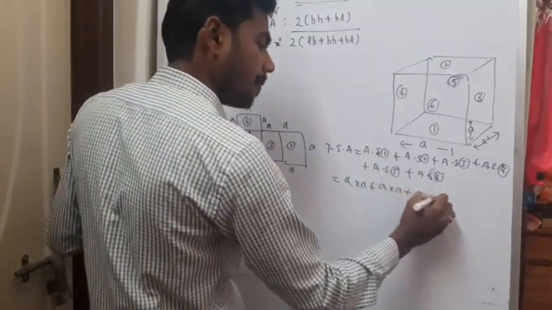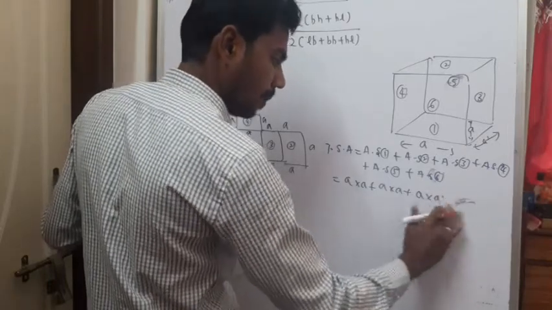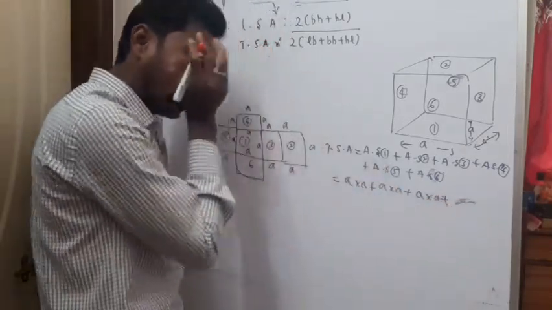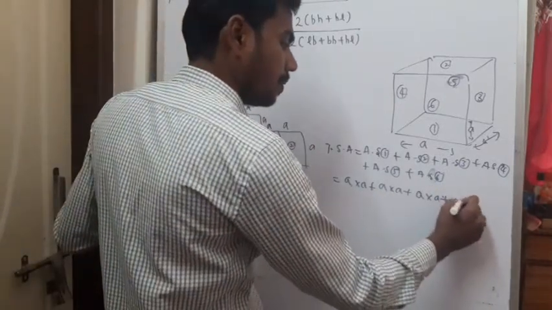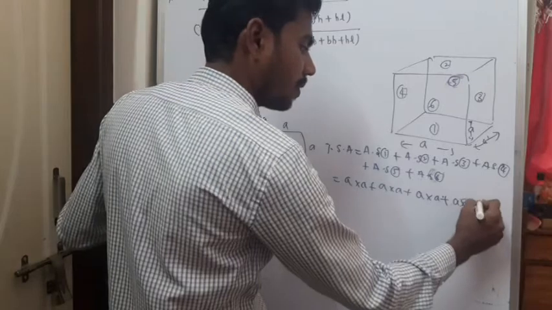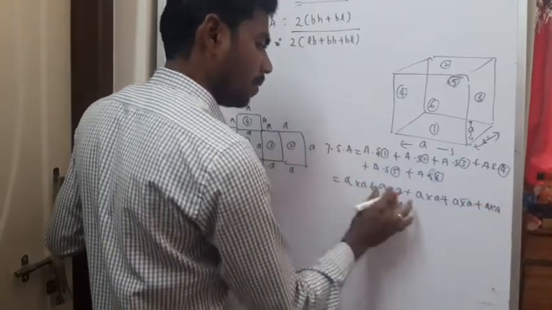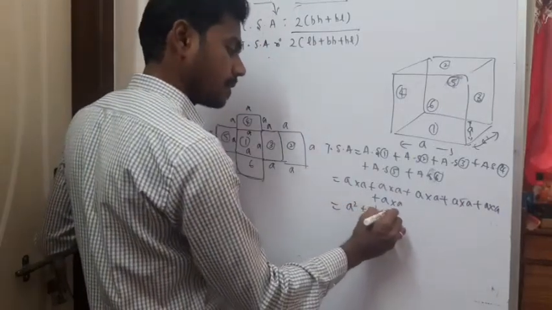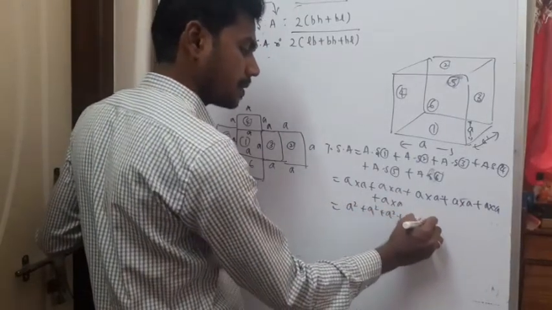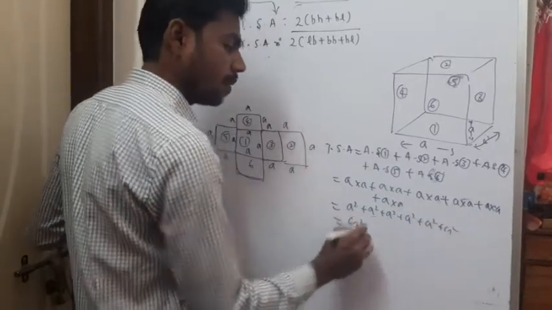A into A, plus we need to add all the areas. 1, 2, 3, 4th square, then after that 5th square, then 6th square. 1, 2, 3, 4, 5, 6. A square plus A square plus A square plus A square plus A square plus A square. Total put together 6A square. This is the total surface area.